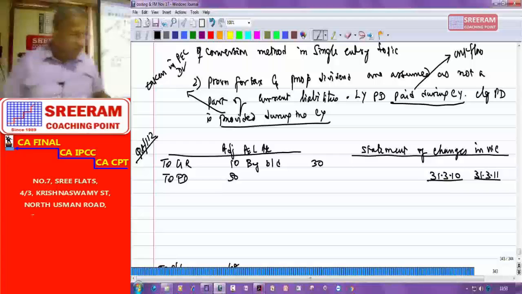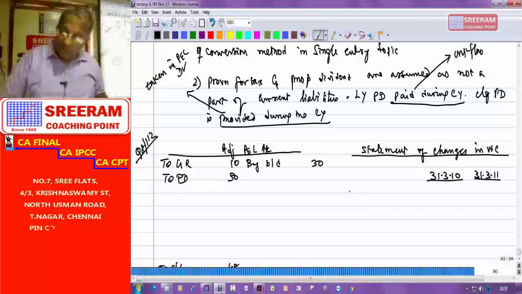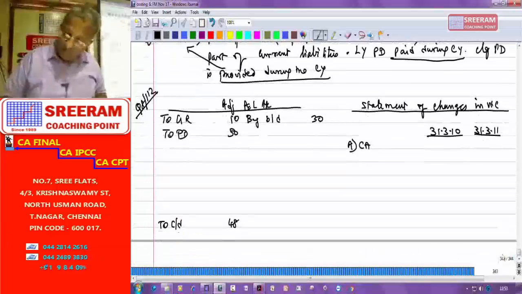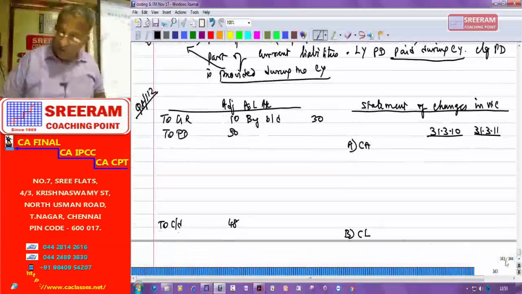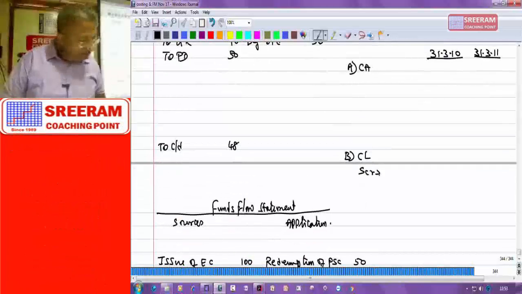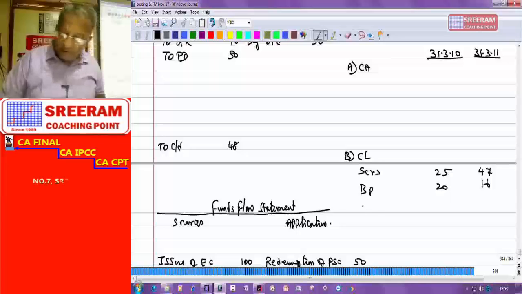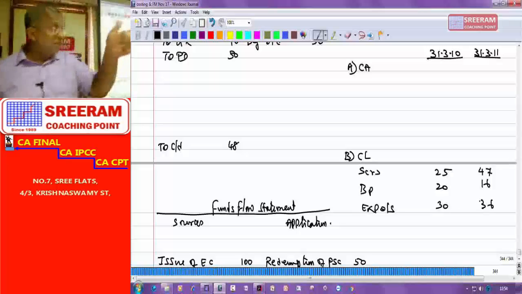Understood? Next. Sundry creditors. Statement of changes in working capital. Current liability. Under that, what will you have? Sundry creditors 25, 47. Next, bills payable 2016. Then, expenses outstanding 30, 36. Provision for taxation is not a current liability. We have already noted.